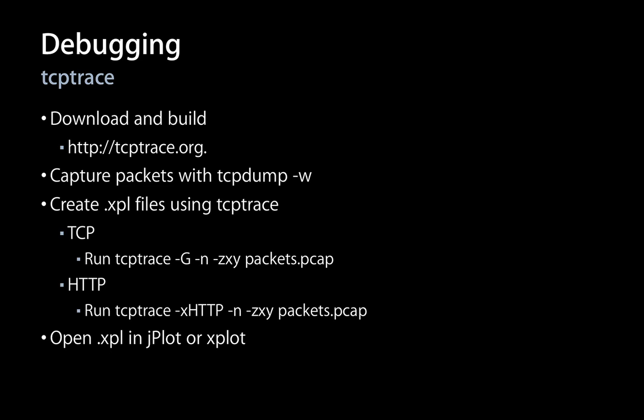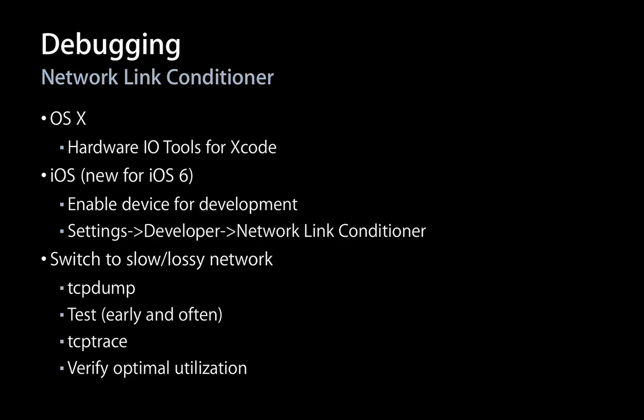JPlot or XPlot. Finally, it's really important to test on realistic network environments. The network link conditioner is available on macOS X. If you download the hardware I/O tools for Xcode from developer.apple.com, there will be a network system preference pane in the disk image. You double-click on that, it installs itself. You can turn it on, and you can simulate network environments that are worse than your current one. Unfortunately, you can't simulate better network environments. We're still working on that.